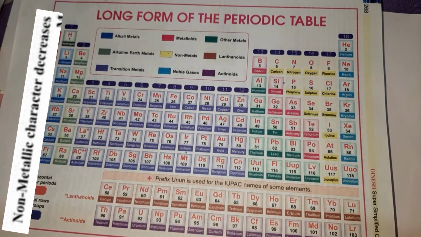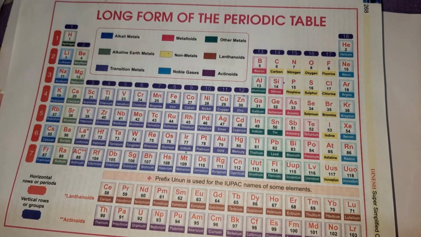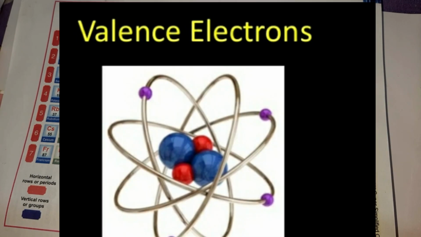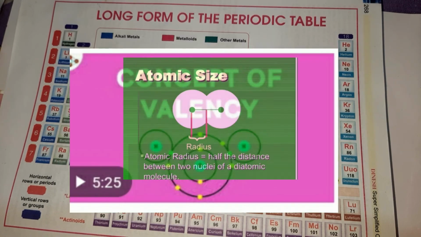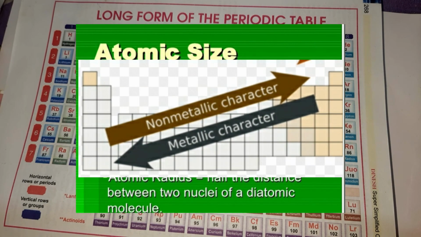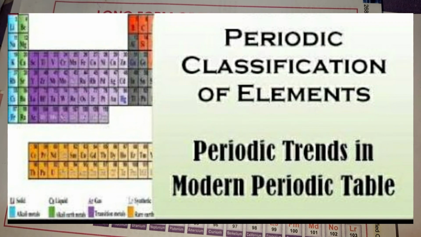Understood, children? So these are some of the periodic properties. The first, as I told you, children, is the valence electrons. The second one is the valency. The third is the atomic size, the fourth is the metallic character, and the fifth is the non-metallic character. So these are the periodic properties of the modern periodic table. Thank you, children.